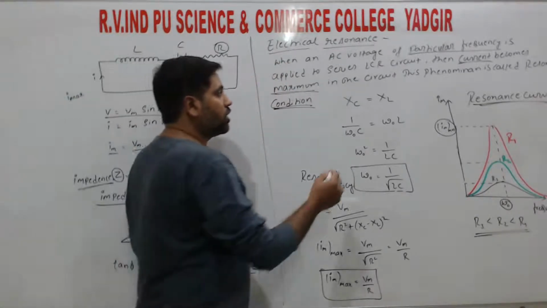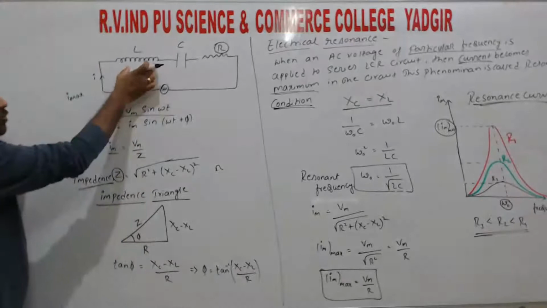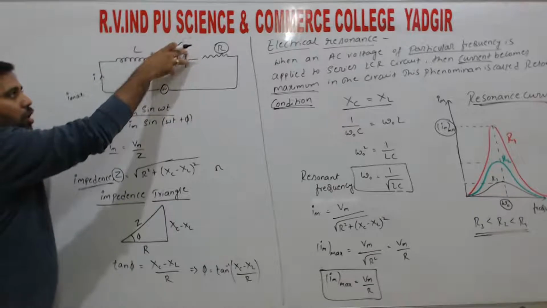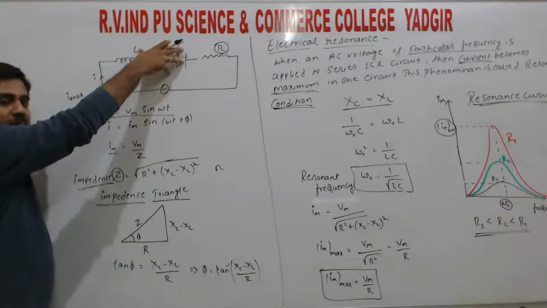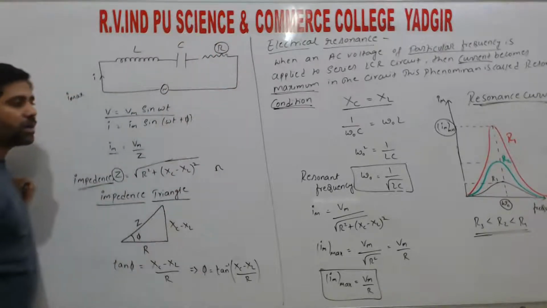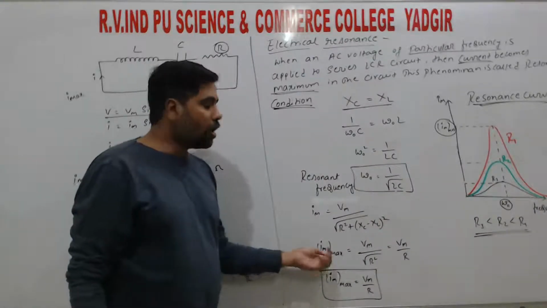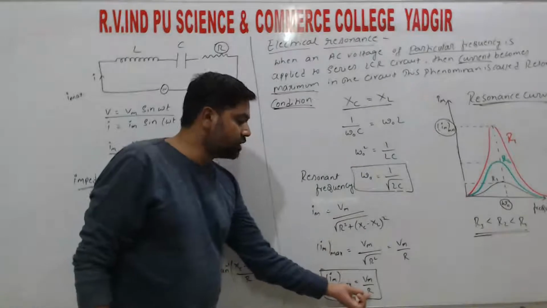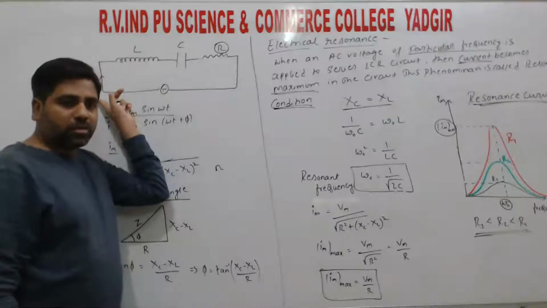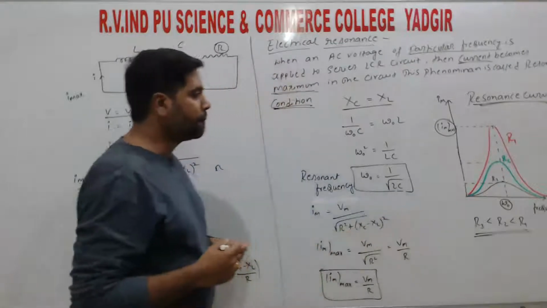So the condition for the resonance is Xc is equal to XL. That means the reactance of the inductor is equal to the reactance of the capacitor. Then the overall opposition of these two combined becomes zero. So we are offered only the resistance by the resistor, right? So at that time we get the current. That current we call the maximum current, and this current depends on the resistance R in the circuit. So if R varies, then I maximum also varies, right? So this is the resonance curve, right?